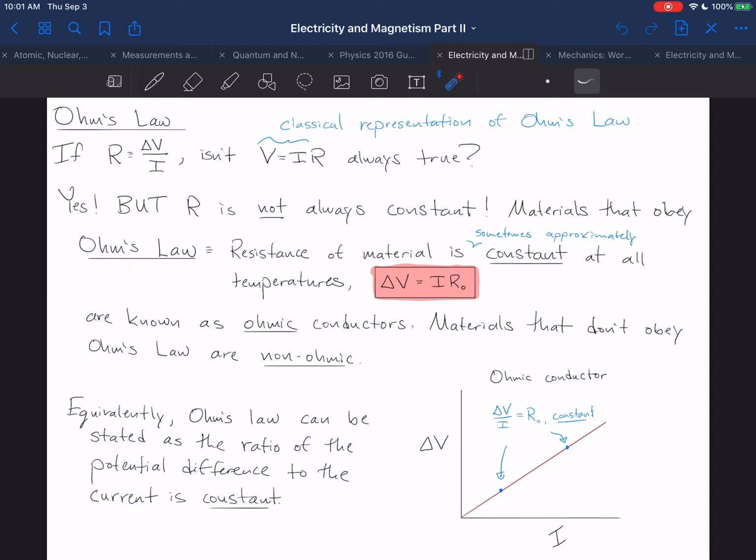Another way of stating this is that Ohm's law is a statement that for that material, the ratio of the potential difference to the current is constant for all values of I and delta V. And as I and delta V increase, often you find temperature increasing. So an ohmic conductor will have a straight line between delta V and I. Notice that the value of delta V divided by I is R, and that's constant, which means that that ratio will be the same for an ohmic conductor.